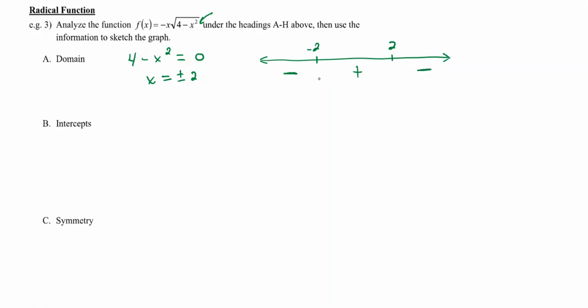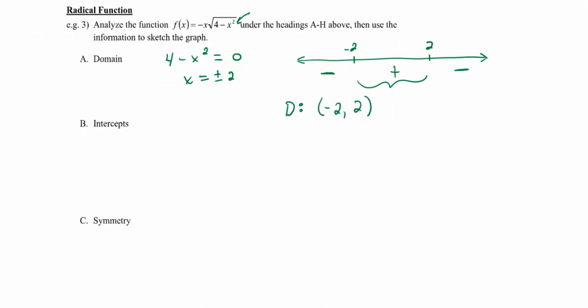So it looks like this is my interval, right? That's where I'm going to be okay. It's going to be between negative 2 and 2. So the domain here, if we're doing this in interval notation, would just be from negative 2 to 2.